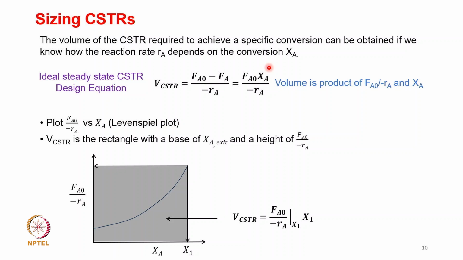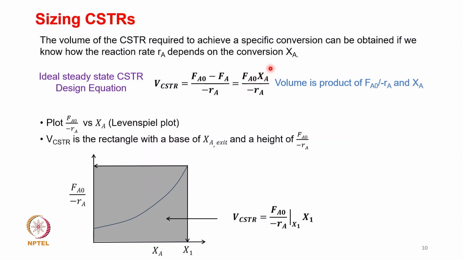So the volume of the CSTR required to achieve a specific conversion can be obtained if you know how the reaction rate depends upon the conversion. So what we have to do is identify the reaction rate as a function of conversion. So we know the ideal steady state CSTR design equation, which is of course a function of volume. Volume of the CSTR is equal to F naught minus FA divided by minus RA, and now we replace FA as a function of XA. So F naught minus FA would be FA naught into 1 minus XA. So when we simplify them together, it would be FA naught into XA divided by minus RA.